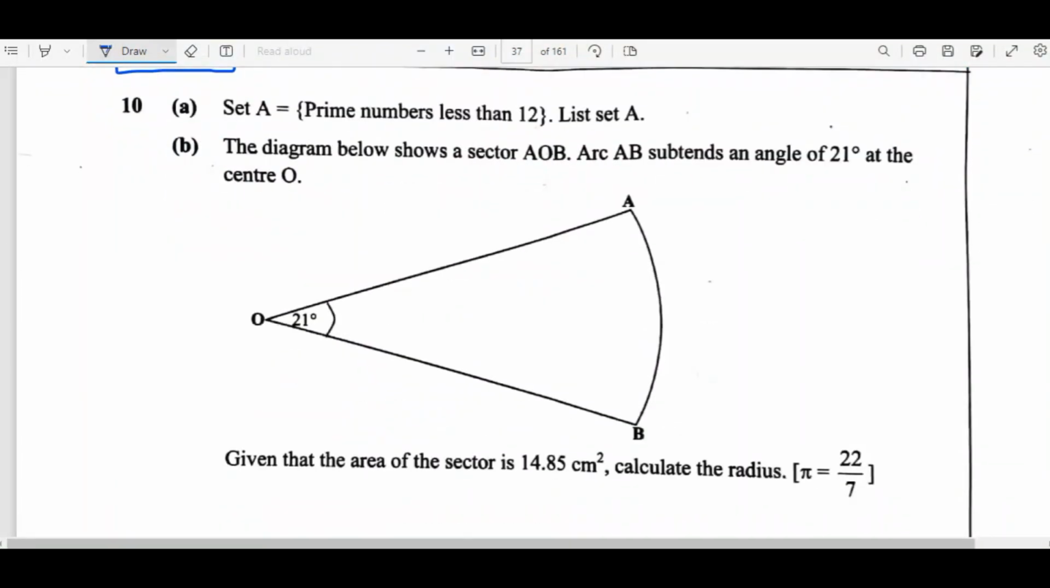We move on to question 10a. Set A is equal to prime numbers less than 12. List set A. So what are prime numbers? Prime numbers are numbers with 2 factors, 1 and the number itself. So the first prime number is 2, followed by 3, 5, 7. 9 is not a prime number. 9 has 3 factors. So our last number is 11.